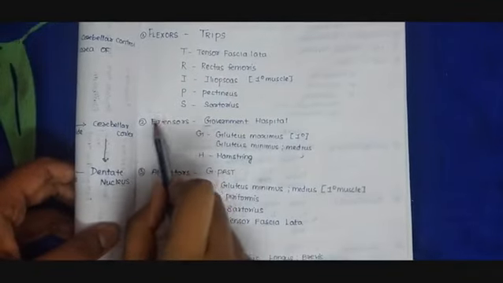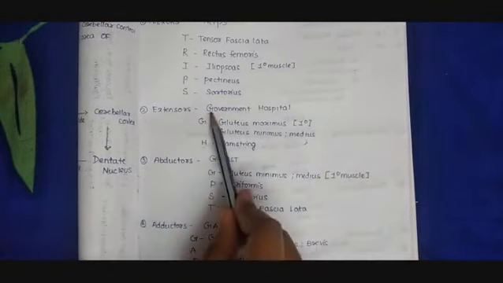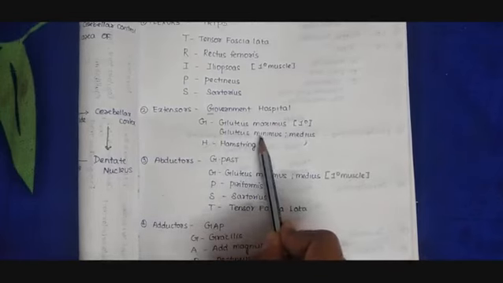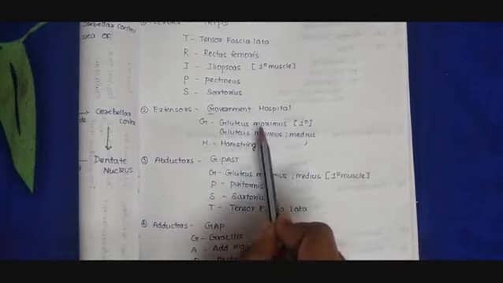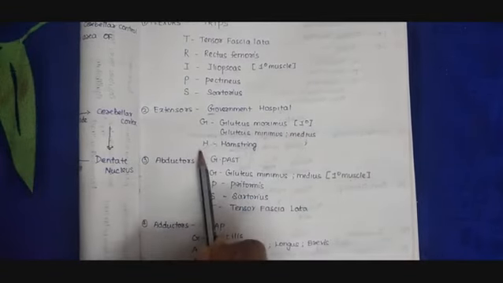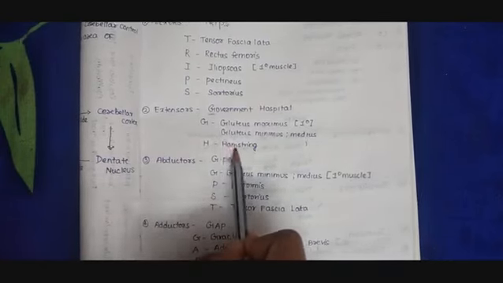Now let us discuss the extensors of the hip. In order to remember the extensors of the hip, we have to remember the mnemonic Government Hospital. G stands for gluteus maximus muscle, gluteus medius muscle and gluteus minimus muscle. Among that, gluteus maximus muscle is considered to be the primary muscle. And H stands for hamstring muscle, which includes semitendinosus, semimembranosus and biceps femoris muscle.